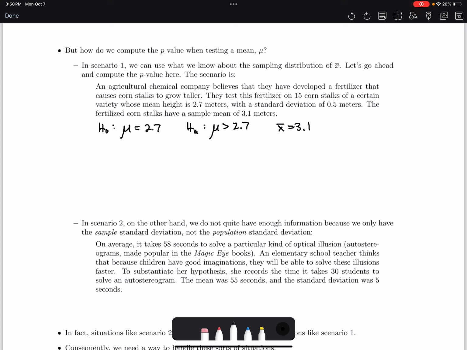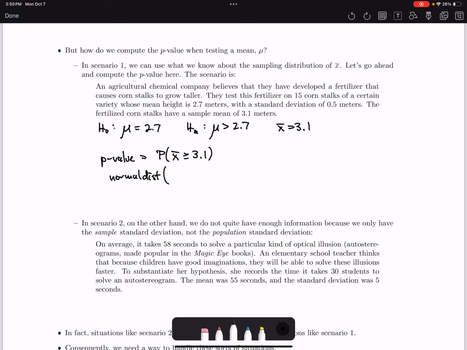So to do that, we know we want to compute a probability involving x bar, and we know how to do that, right? We can say, well, the probability that x bar is at least 3.1. Well, we know that x bar is normally distributed, so we're going to use the normal calculator to do this, right? We're going to use normal dist.